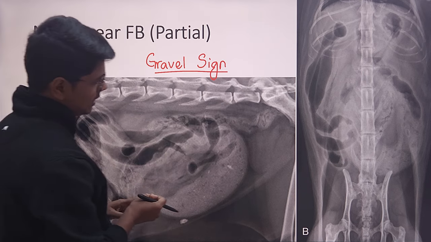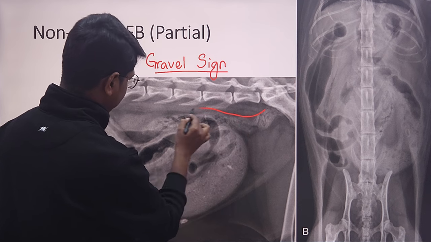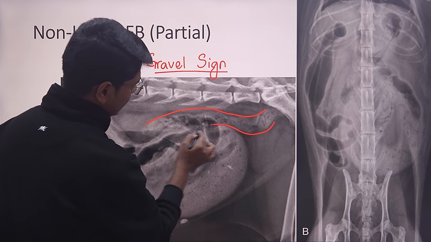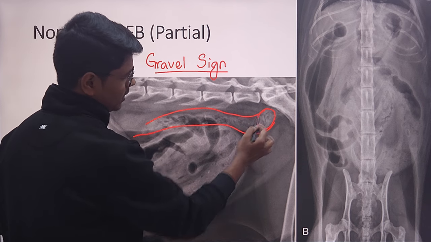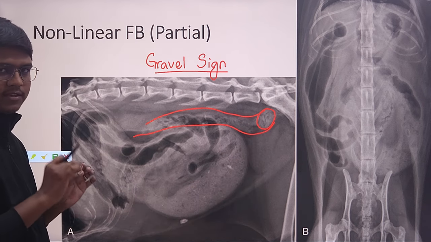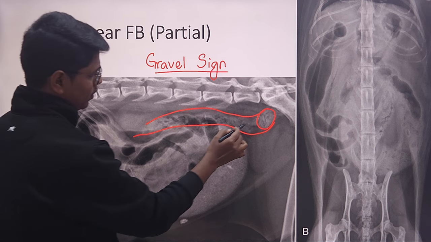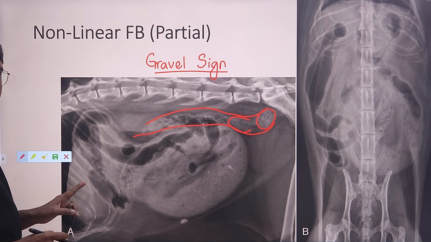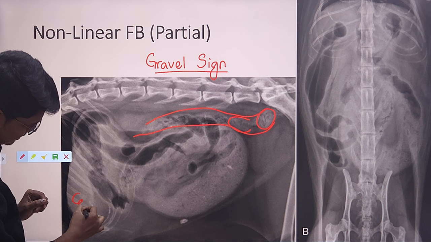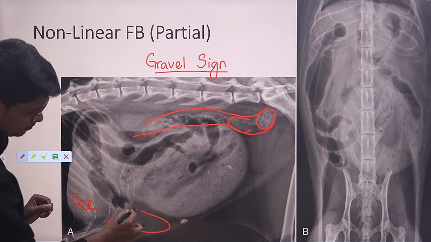See, usually in the large intestine, here is the large intestine, you will usually find the fecal balls. Okay, some structures which look like feces. Okay, fecal balls. Can you tell which animal, dog or cat, the x-ray is of? This is cat. Okay, falciform fat is here.